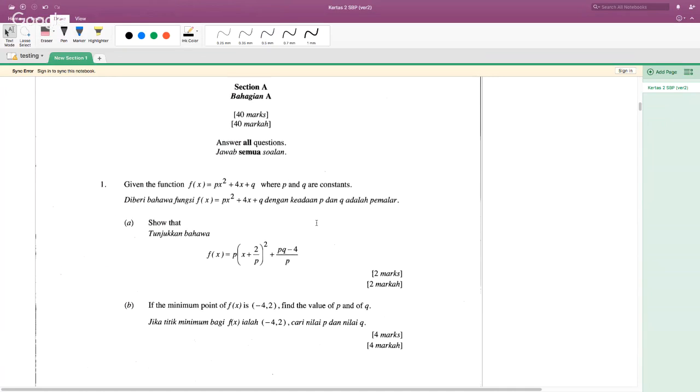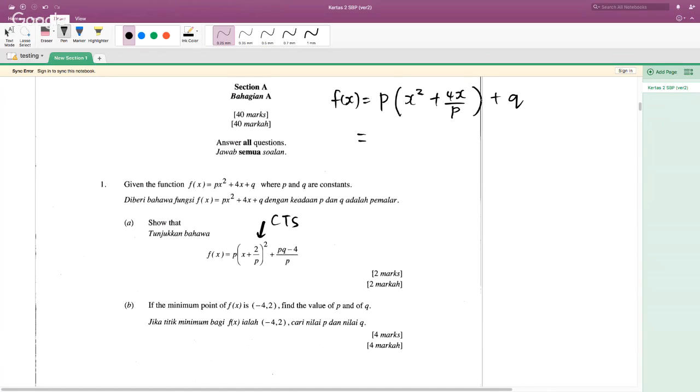Whenever I see something like this, I guess this is something to do with completing the square. So this 2 mark is just for completing the square. If completing the square, the first thing is I will write this as p. I always want to make sure my x squared coefficient is 1, so I factorize out the p for both x squared and 4x, then plus q.